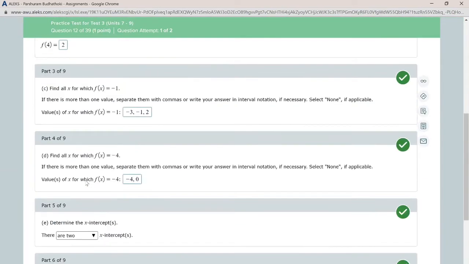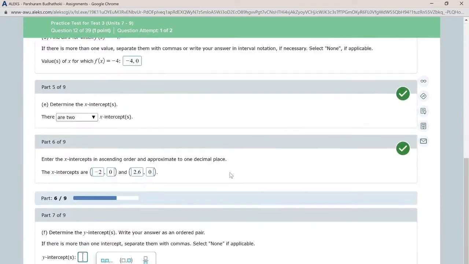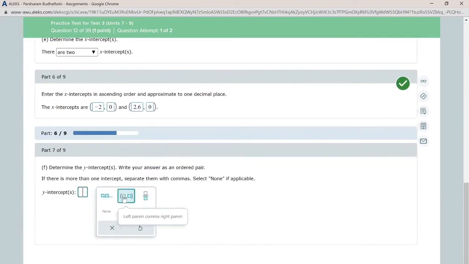Okay, what is the y-intercept? Y-intercept means where this graph crosses the y-axis. As you can see, it's at -4. So for the y-intercept, the value of x is 0, the value of y is -4.